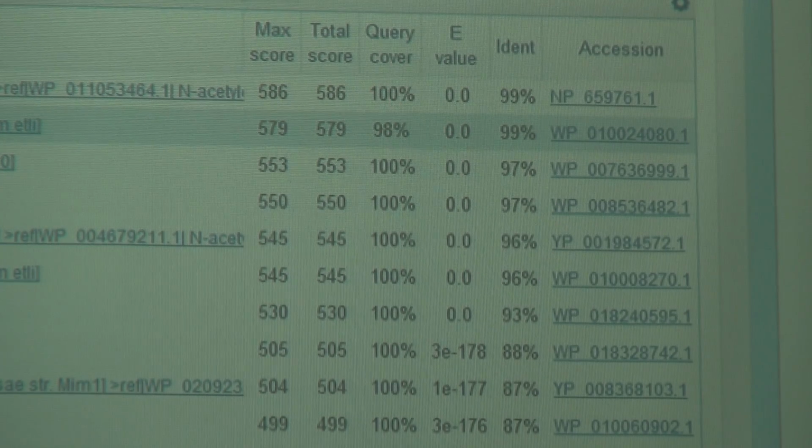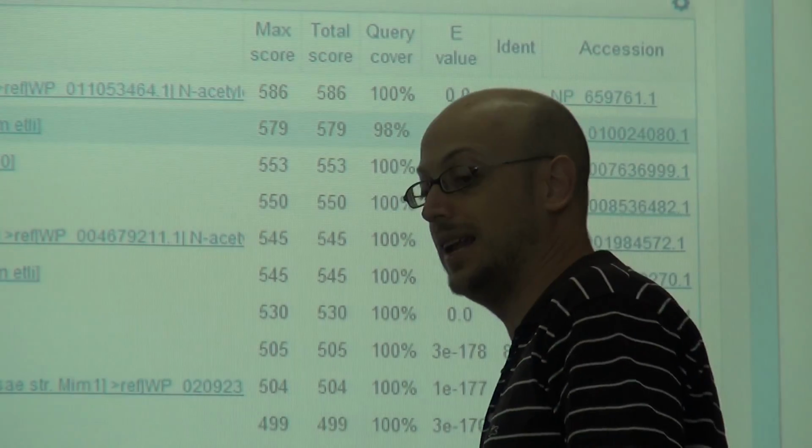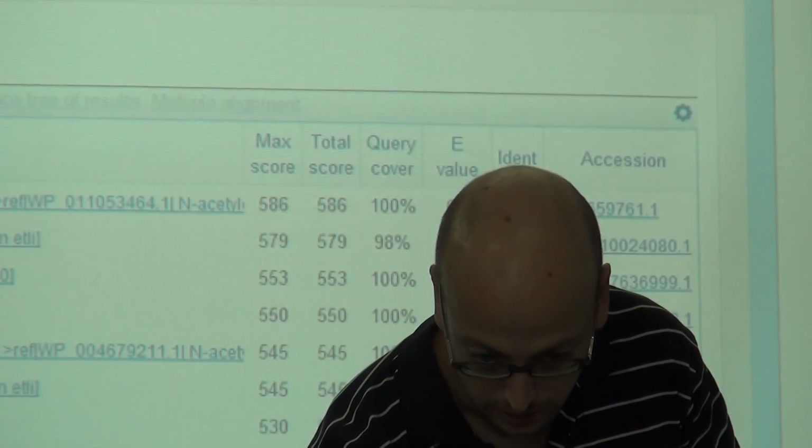Query cover means how much they are aligned. So if we go back here, if our query is the 100%, the query cover means how much of the query does the hit cover. So these guys cover 100% of the query, or this one maybe 98% of the query. These sequences cover less, maybe 50%.